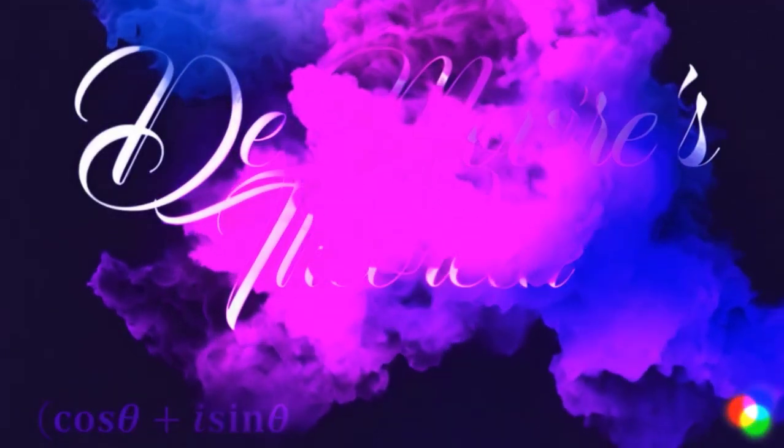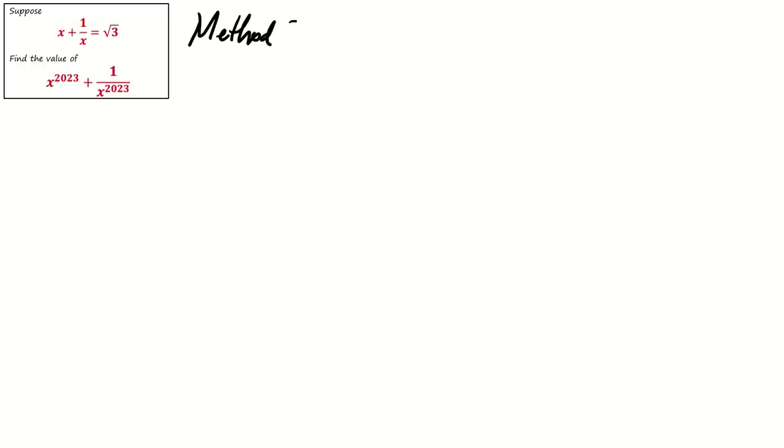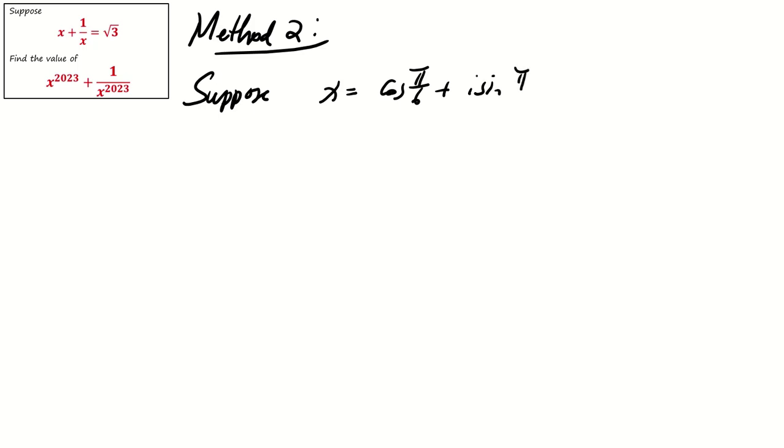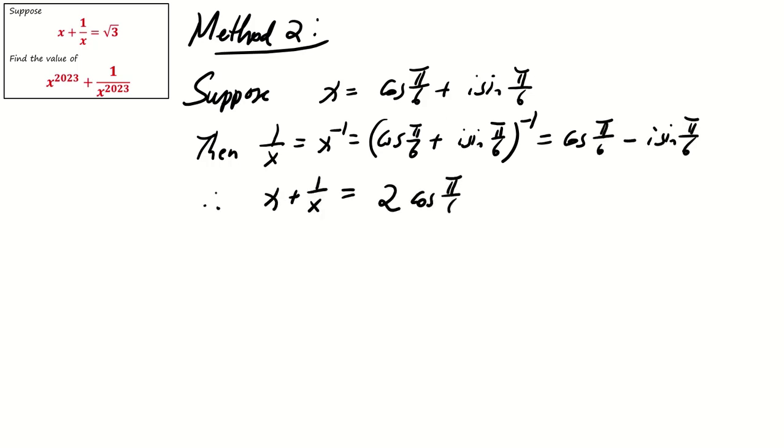Next, we are venturing into the fascinating world of complex numbers and De Moivre's theorem. This second method offers a compelling alternative, ultimately leading to the same elegant solution. Here is a key insight. We can express square root 3 as 2 times square root 3 over 2, where square root 3 over 2 is precisely cosine pi over 6. We define x as cosine pi over 6 plus i sine pi over 6, and hence 1 over x is cosine pi over 6 minus i sine pi over 6. This choice aligns with our equation x plus 1 over x equals square root 3.